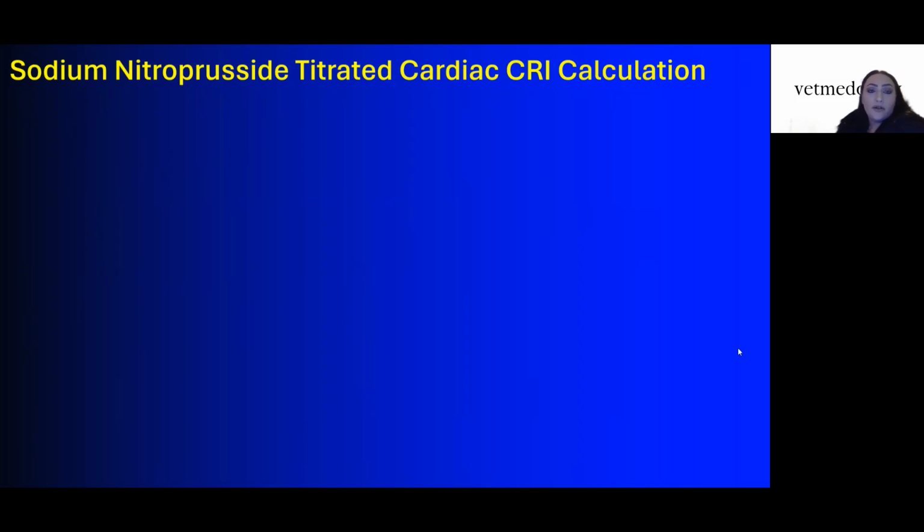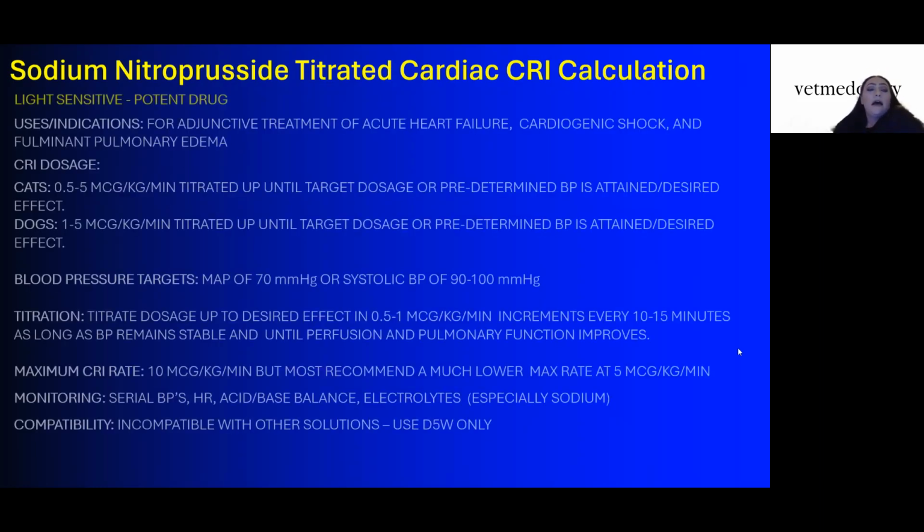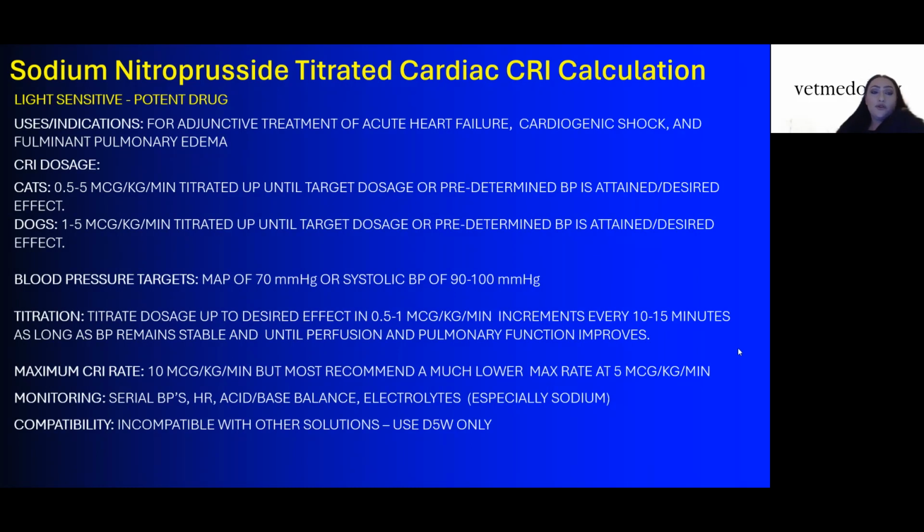So sodium nitroprusside, titrated cardiac CRI calculation. This is light sensitive and it's a potent drug as well. Uses and indications. It's for the adjunctive treatment of acute heart failure, cardiogenic shock, and pulmonary edema. CRI dosage, there's no loading dose.